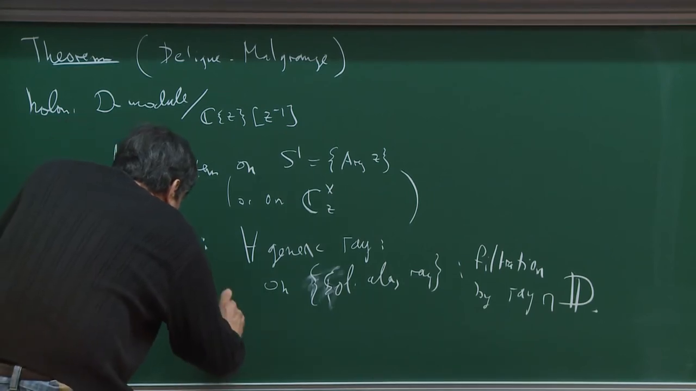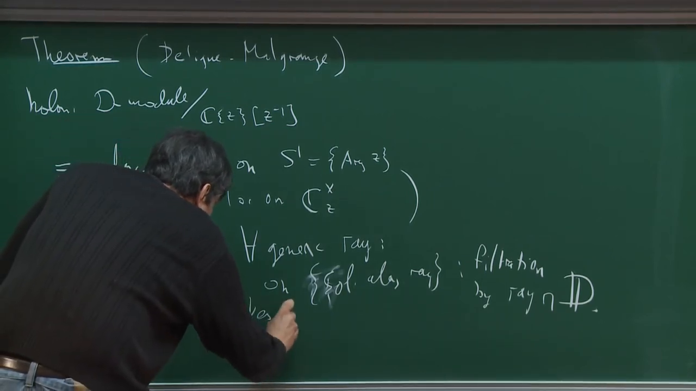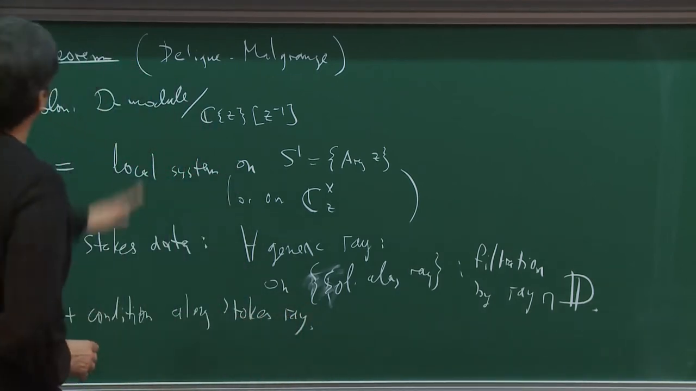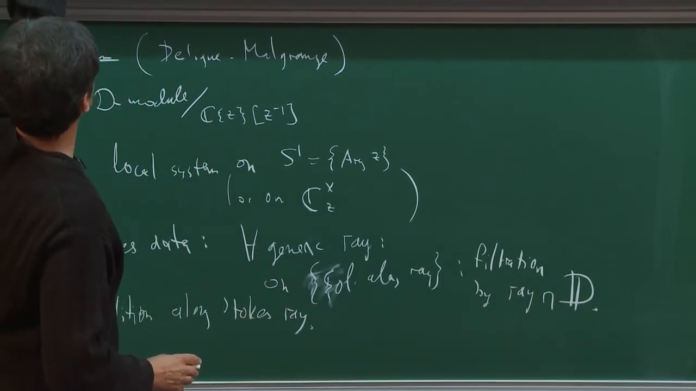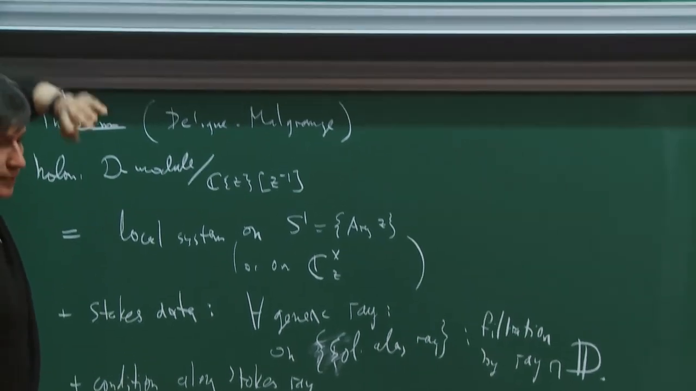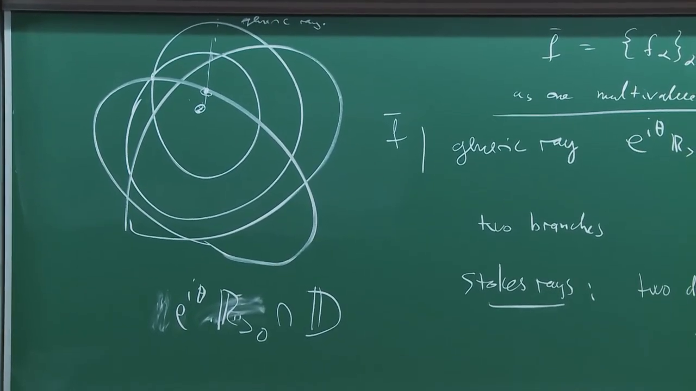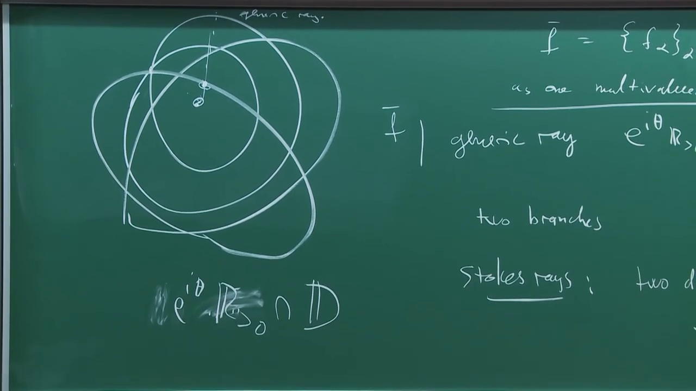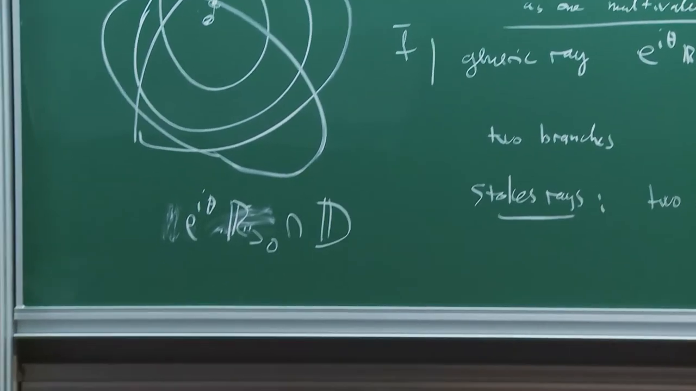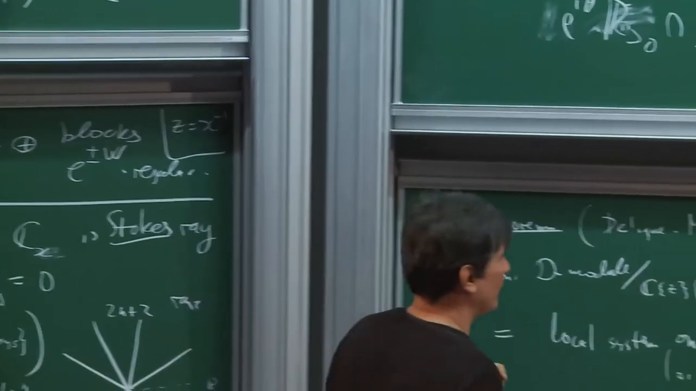Along a Stokes ray, the filtration locally doesn't change if you rotate your angle a bit, but if you go to Stokes rays, you get two filtrations on the same space, and they satisfy some rules. Actually, what are the rules?